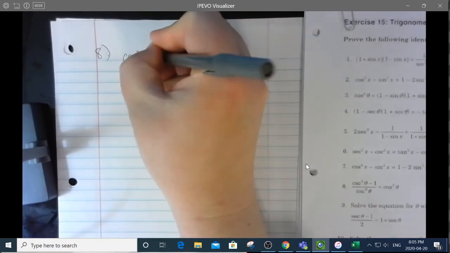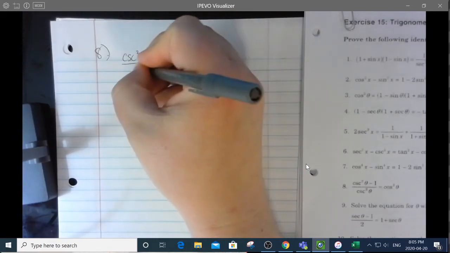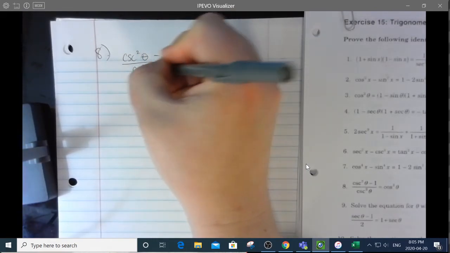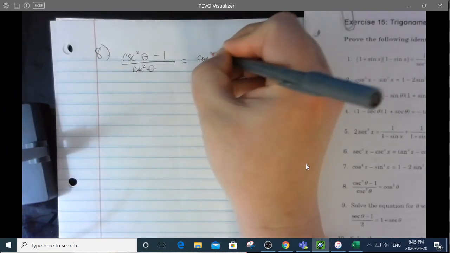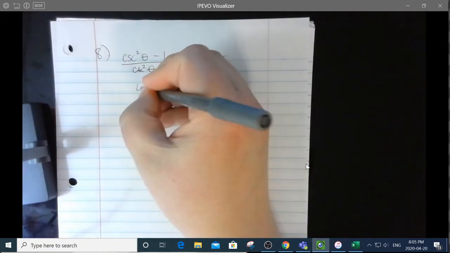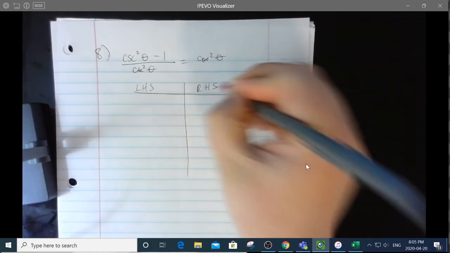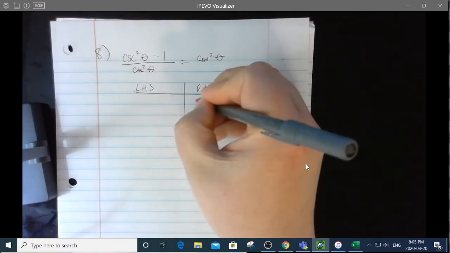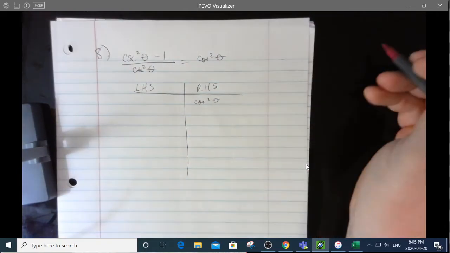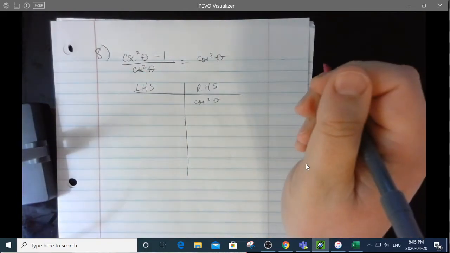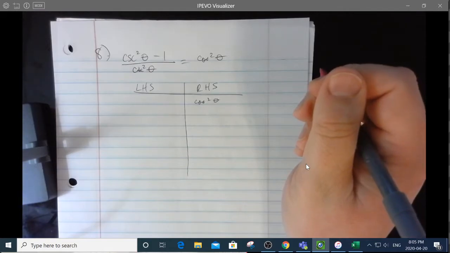Let's do number 8 now. Number 8, this guy here, is cosecant squared minus 1, this time theta, over cosecant squared equals cos squared theta. All right, so there's my identity, and I want to prove that that's true for all values that it exists at. And okay, well, obviously I'm just going to leave the right-hand side alone. It's already in cosine. There's not much I can do with it. This side, however, intrigues me. What can I do with this thing?